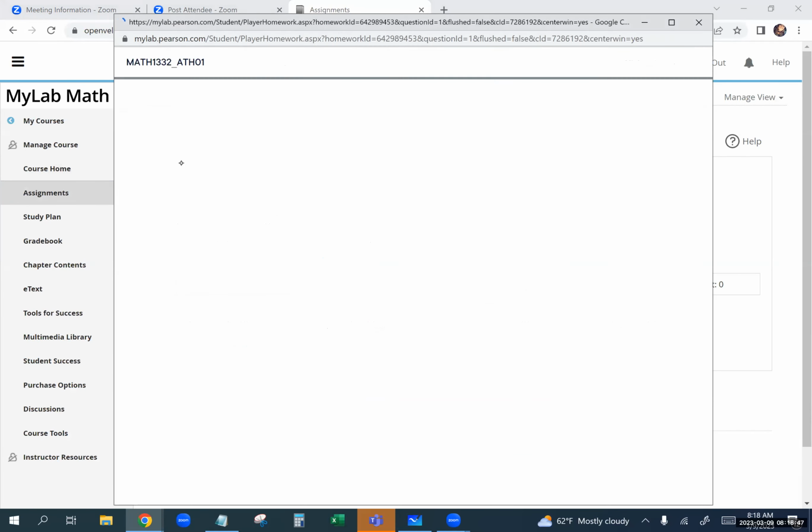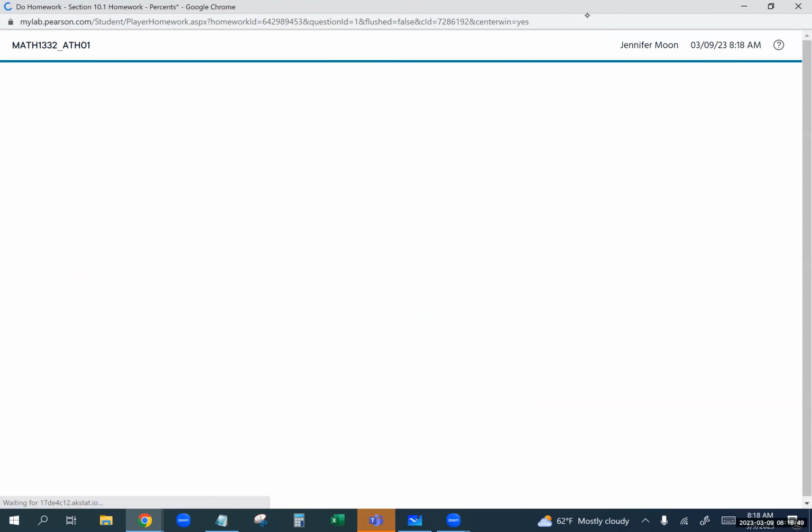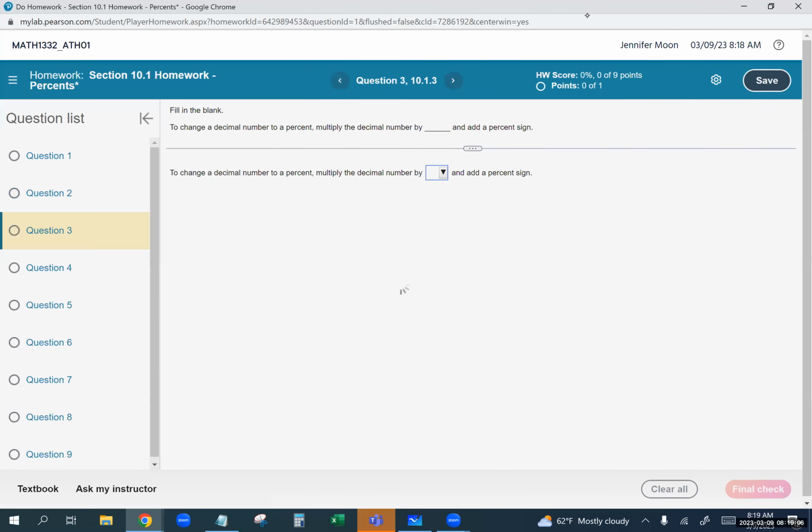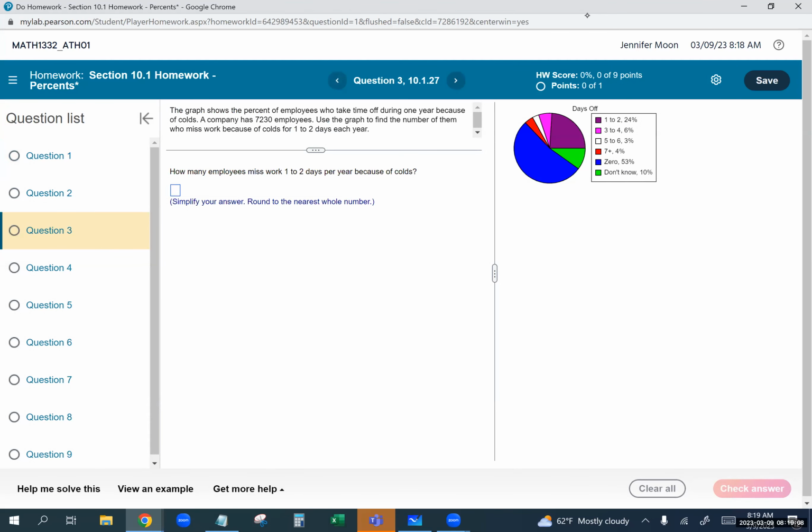Percents. A percent is a ratio of some number to 100. Like we wrote that in our notes, right? To change a decimal to percent, multiply the decimal by 100, and then add the percent sign, right? We wrote that in our notes just now. Okay, so this is problem 3.